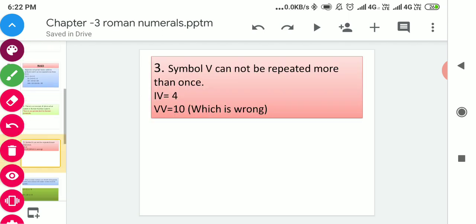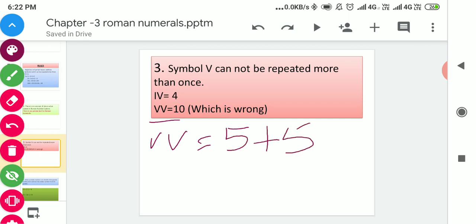Rule number 3. Symbol V cannot be repeated more than once. Example, IV. The answer will come 4. If we take the example VV, according to rule number 1, V is repeated 2 times. We will add V up to 2 times. The value of V is 5. We will add this 5 up to 2 times and the answer will come 10.